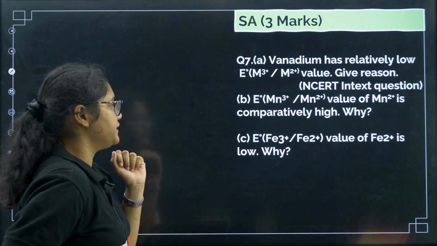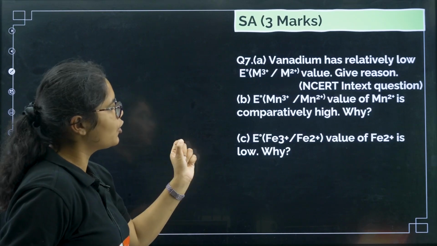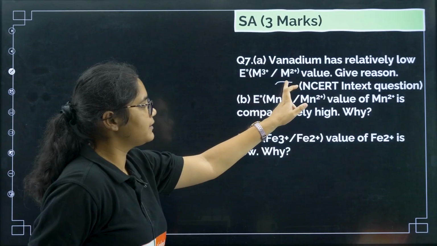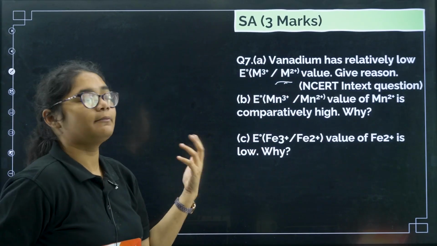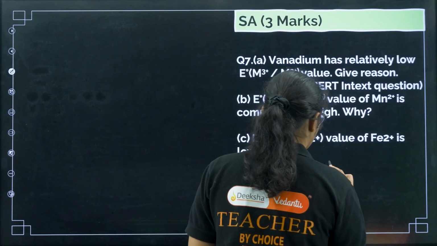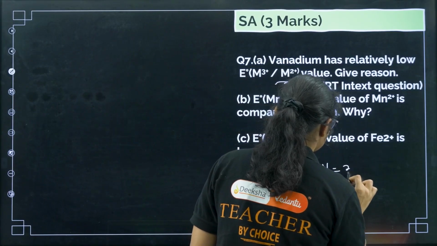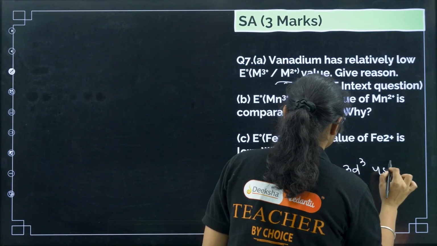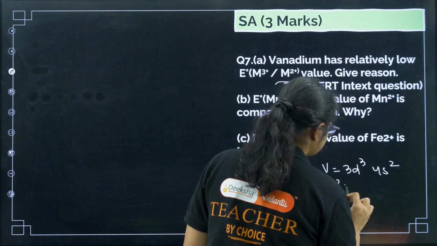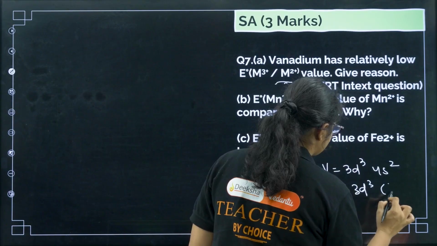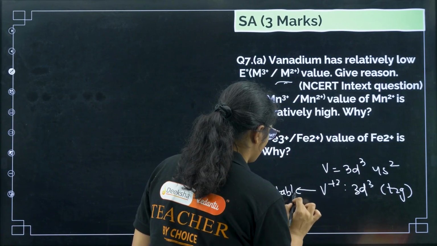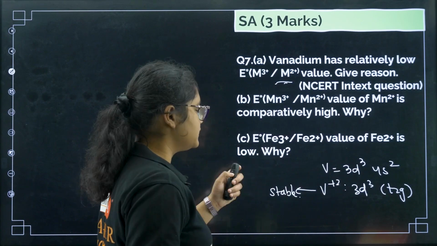Let us see the next question here. Vanadium has relatively low 3+ to 2+ value, give reason. So again, that is due to M2+ being more stable, right? M2+ is more stable because of the vanadium configuration. So if you see, scandium, titanium, vanadium configuration is 3d3 4s2, right? Now if you see, vanadium 2+ state is 3d3, okay, and this is exactly t2g half filled configuration. So this is a very stable configuration, okay. So that is why this is there.